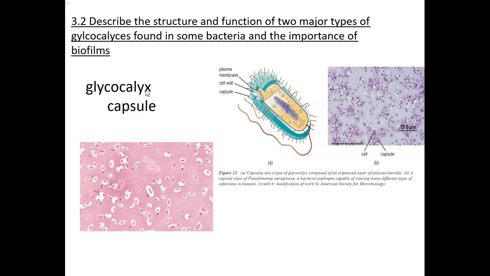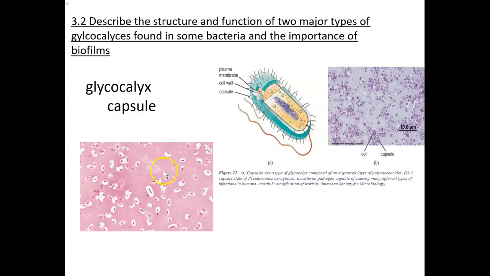So a lot of bacteria have these glycocalyces, and there are two major kinds. One is called a capsule, and we're used to that term. We take pills that are in capsule form. If you look at this cartoon of a bacterial cell, you'll notice that there's this solid layer on the outside, and it's uniform, it's smooth, and that would be a capsule.